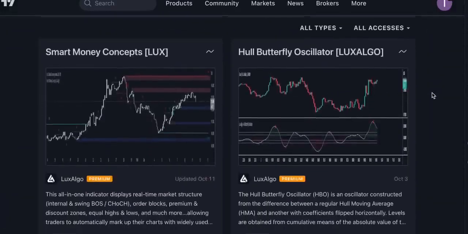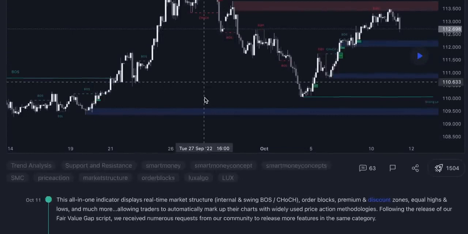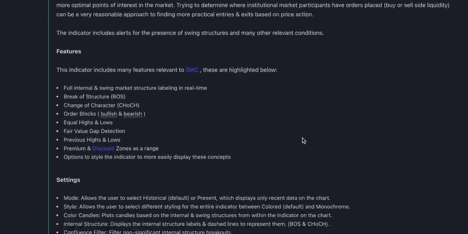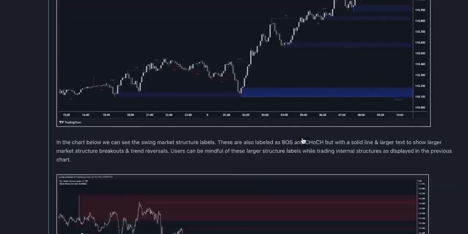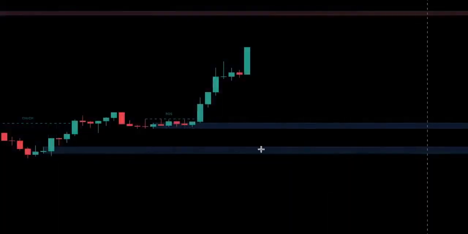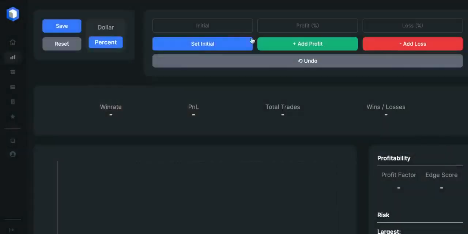Lux Algo just released a new TradingView script called the Smart Money Concept. This concept is fairly new yet widely used amongst price action traders looking to more accurately navigate liquidity and find more optimal points of interest in the market. So in this video, I will build a scalping strategy with this indicator that you can use today and make huge profits. I will also backtest it 100 times so that you can see all the important metrics behind it.